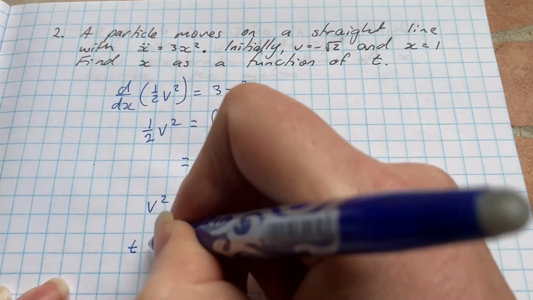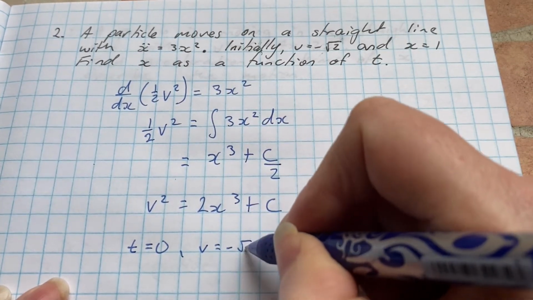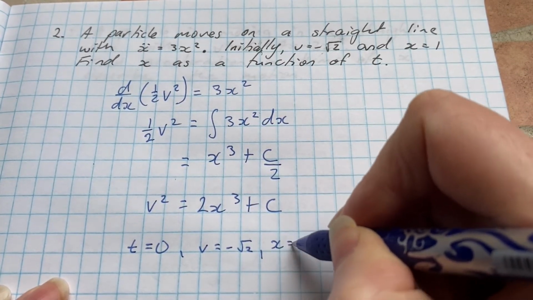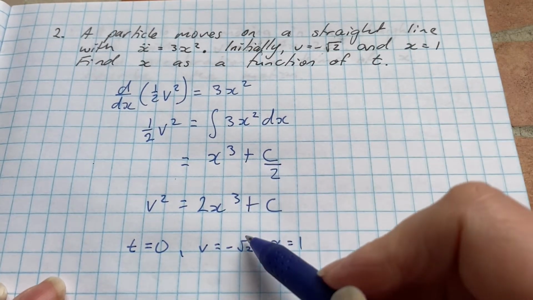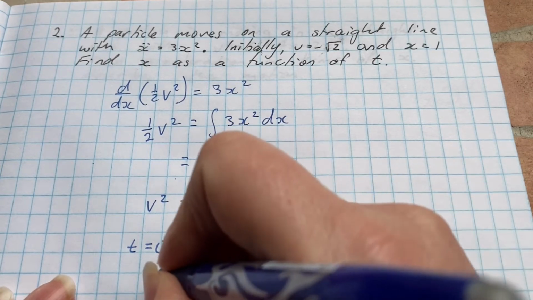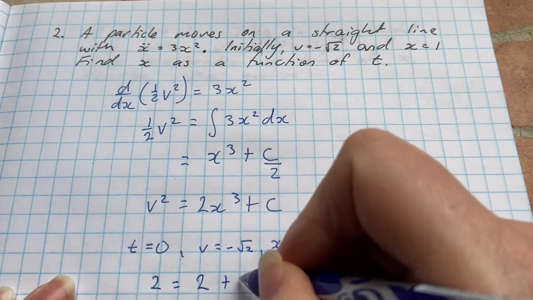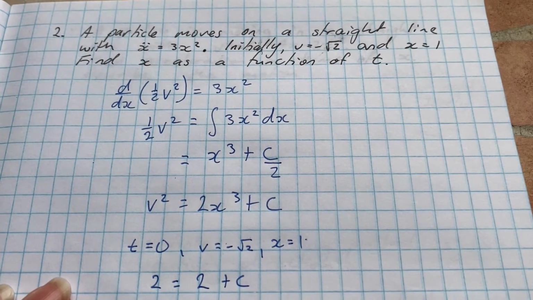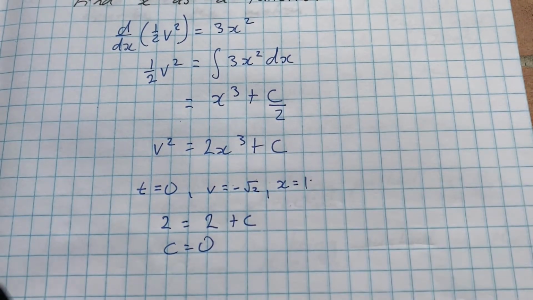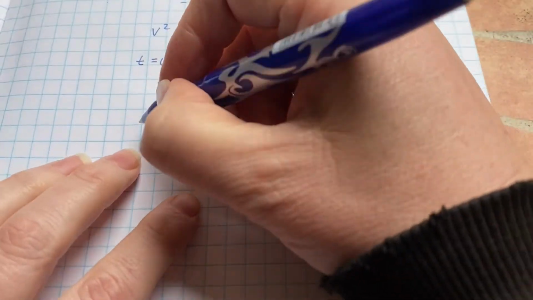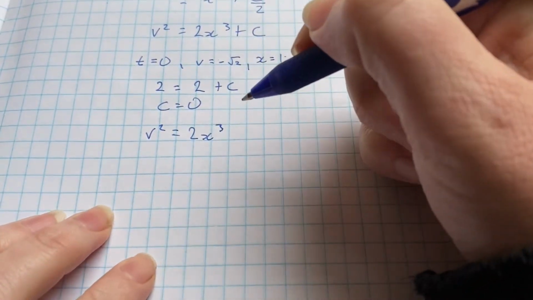And our initial conditions, so when t equals 0, we have v equals negative root 2 and x equals 1. So if I plug those into that equation, if I square my v, I'm going to get 2. Put x equals 1, so 2 times 1 plus c. So that's handy. We do get c equals 0 again. So our formula is going to be v squared equals 2x cubed.